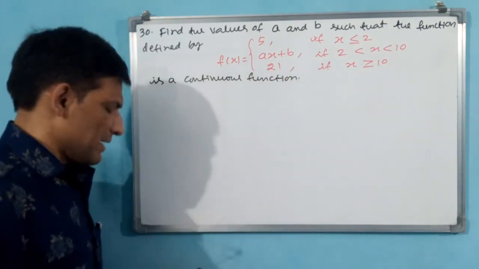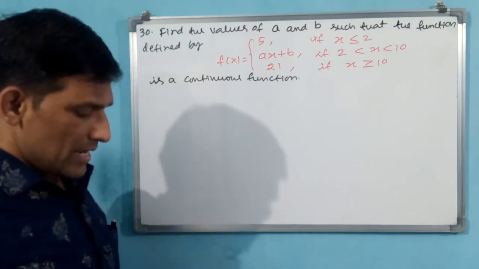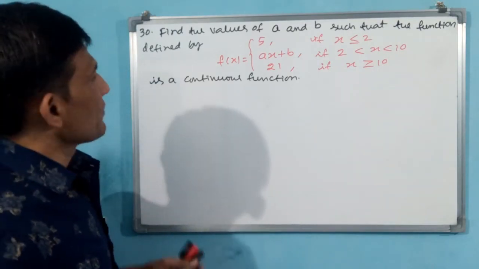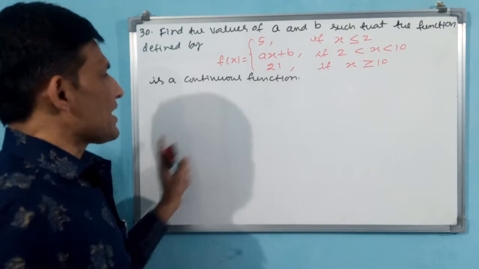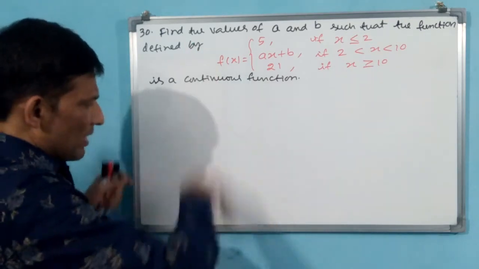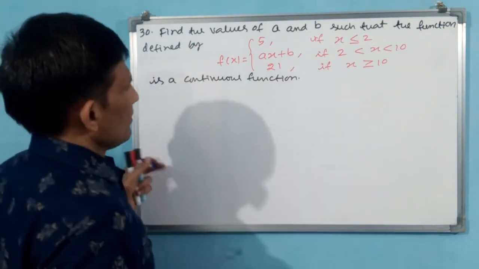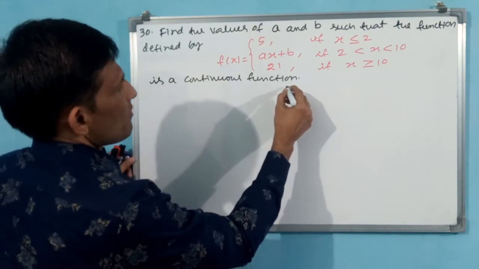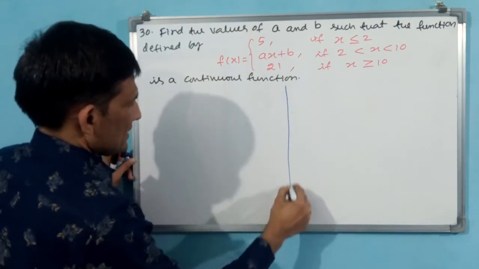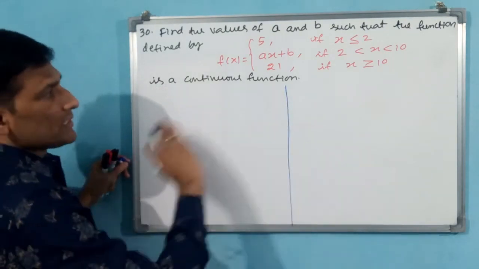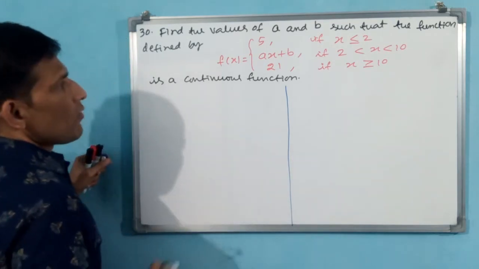Okay, let us find the answer. See how I am writing. See, left hand limit, right hand limit, left hand limit, right hand limit, like that I am writing. Why? Because I am not going to write it down, or else I have to make it like this. This side, that side I will do. Okay, see how I am writing.